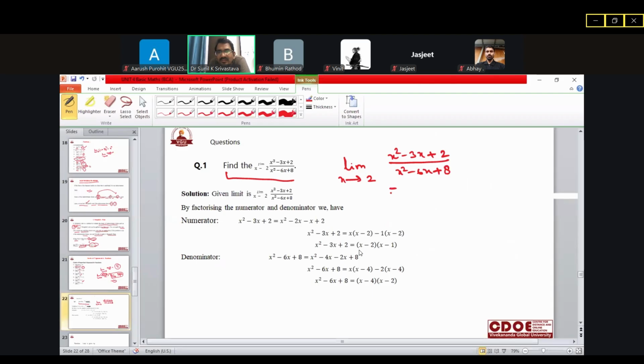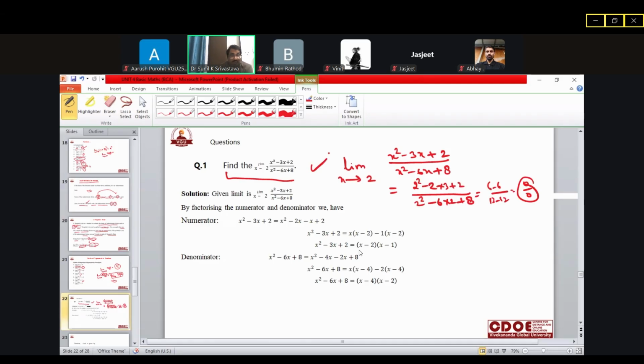When you put in the value here, what happened? We put 2 square minus 2 into 3 plus 2 upon 2 square minus 6 into 2 plus 8. So 2 square is 4, 4 plus 2 is 6, 6 minus 6, upon 2 square 4 plus 8, 12, that is 12 minus 12. That is the case of 0 by 0. When you put in the value, the problem converts into the form of 0 by 0.